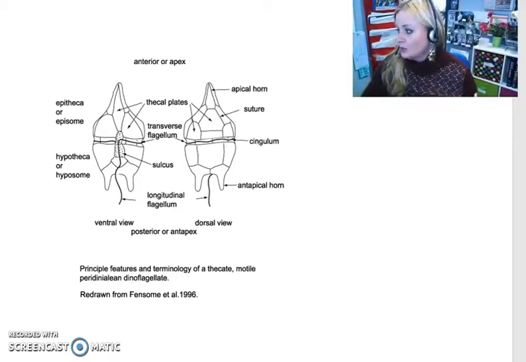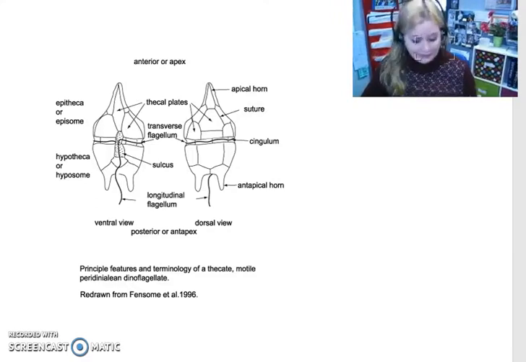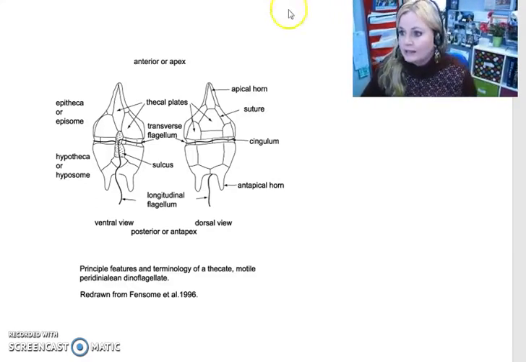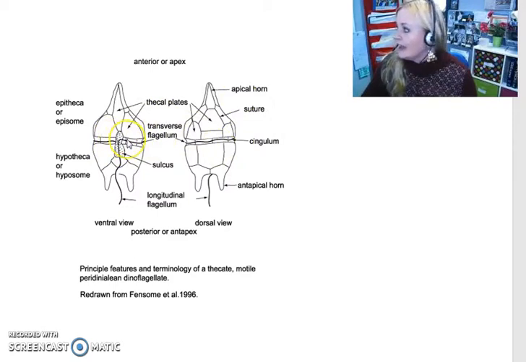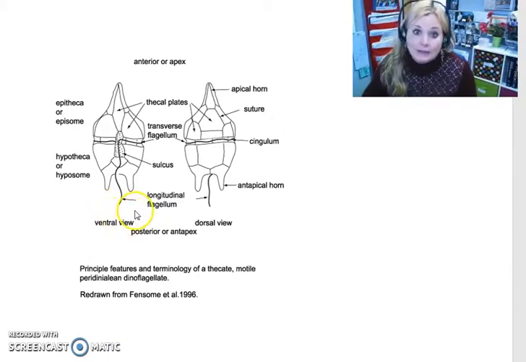They also have two flagella. They have a transverse flagellum, which is located right here, at this central groove that they have. So this provides forward motion and spin. The other one acts mostly as a rudder. It's called a longitudinal flagellum. And this is going to provide them the ability to change direction and move. Okay. So this is my dinoflagellate.